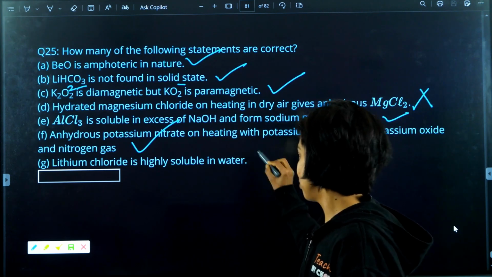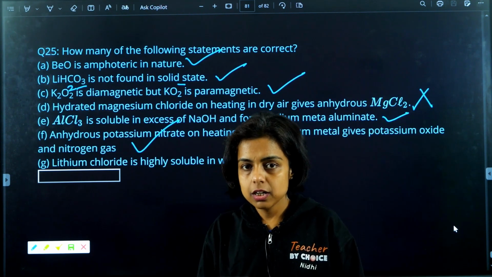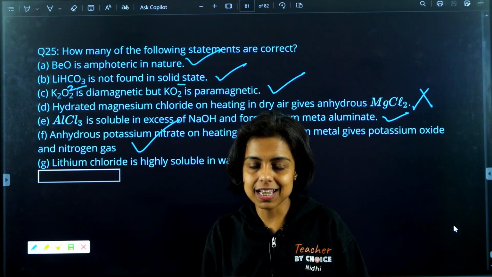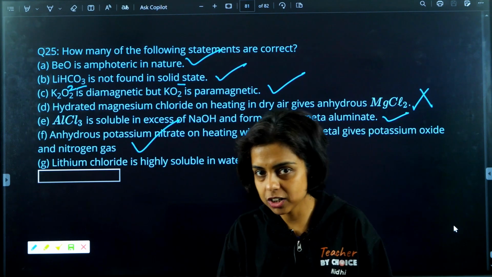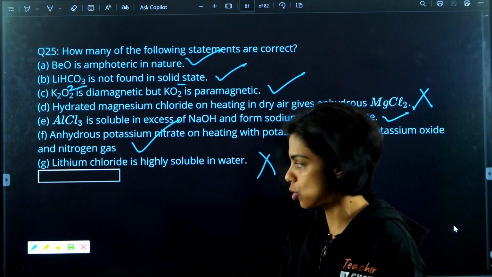Lithium chloride is highly soluble in water. Of course, not lithium chloride. Lithium compounds are covalent in nature, right? Because of the small size, high ionization energy, lithium and beryllium compounds are covalent in nature, and like dissolves like, so it will not be very much soluble in water, which is a polar solvent.